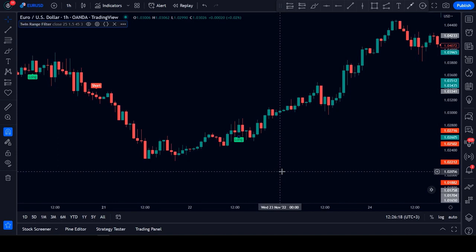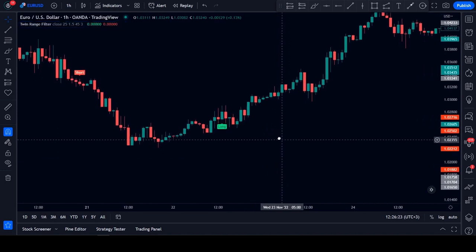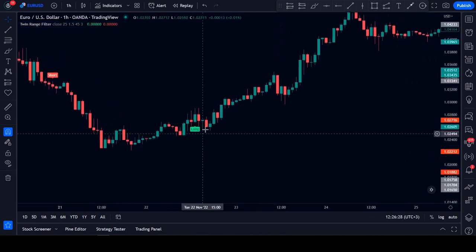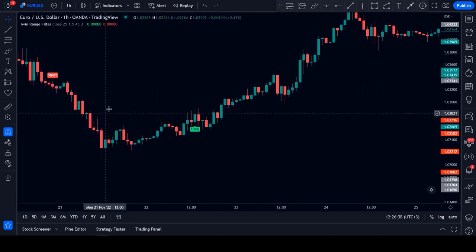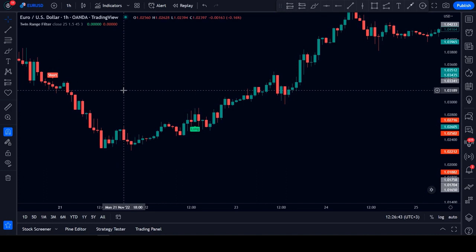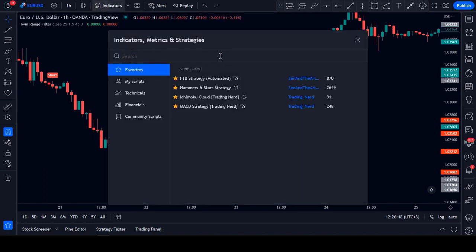So this indicator will be our entry confirmation indicator. When it gives a long signal, we buy. When it gives a short signal, we sell. Pretty self-explanatory. Now for the second indicator, head back to the indicators tab and type in volume.